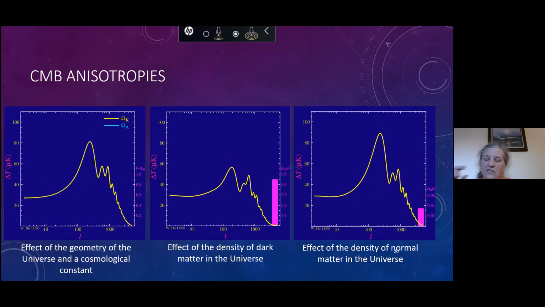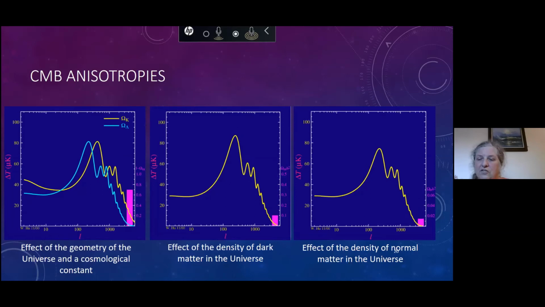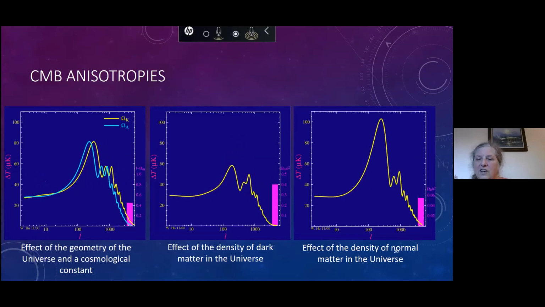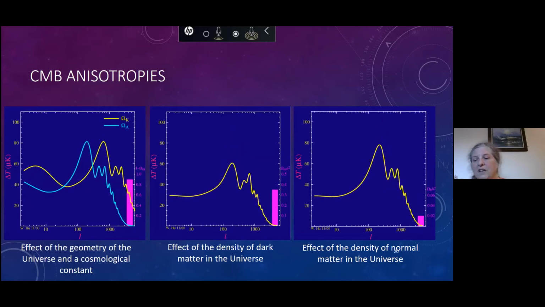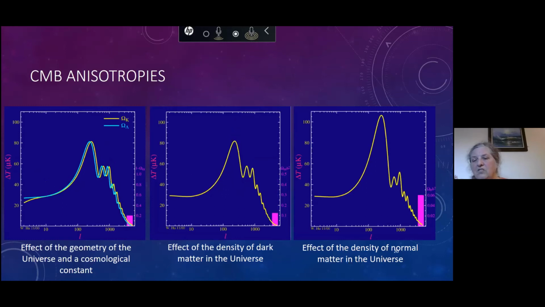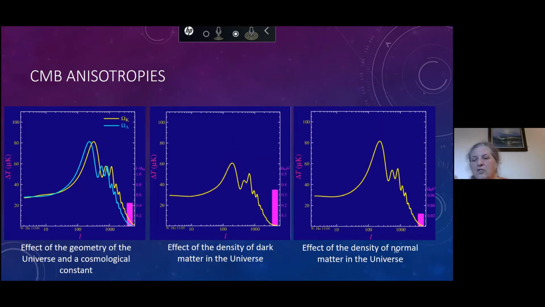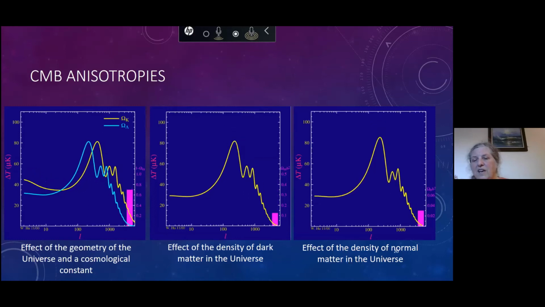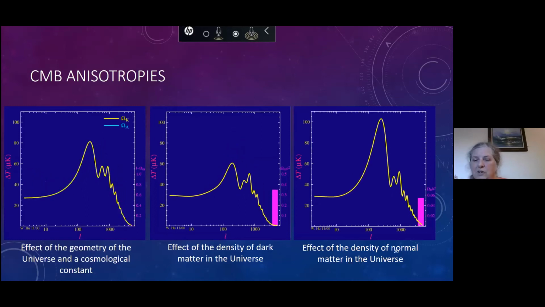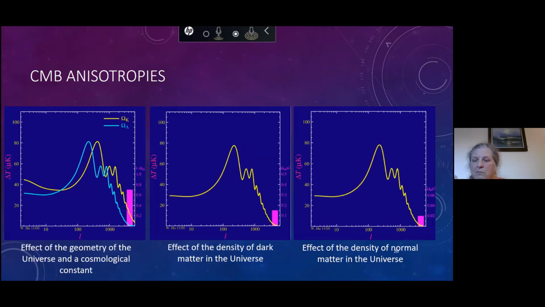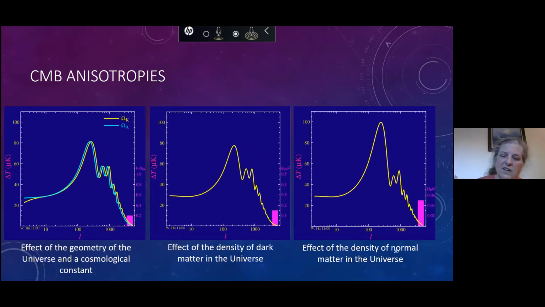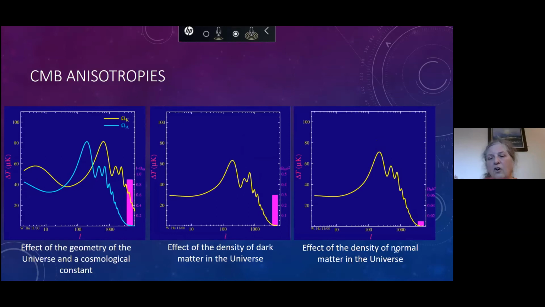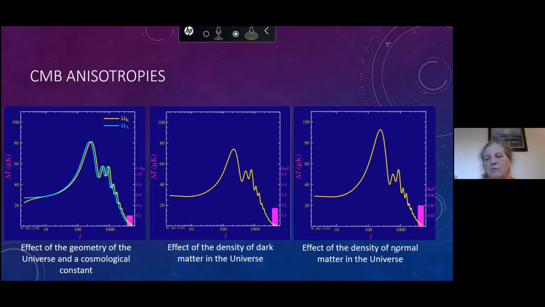And on the right, this is the density of normal matter in the universe. And here, it affects the heights of the peaks, but it affects them in a rather different way from increasing the dark matter. What it tends to do is to make the odd-numbered peaks increase relative to the even-numbered peaks. So if you look at the second and third peaks as the pink bar moves up and down, you can see that their relative heights change significantly. So different features of this power spectrum respond to different features of our universe.